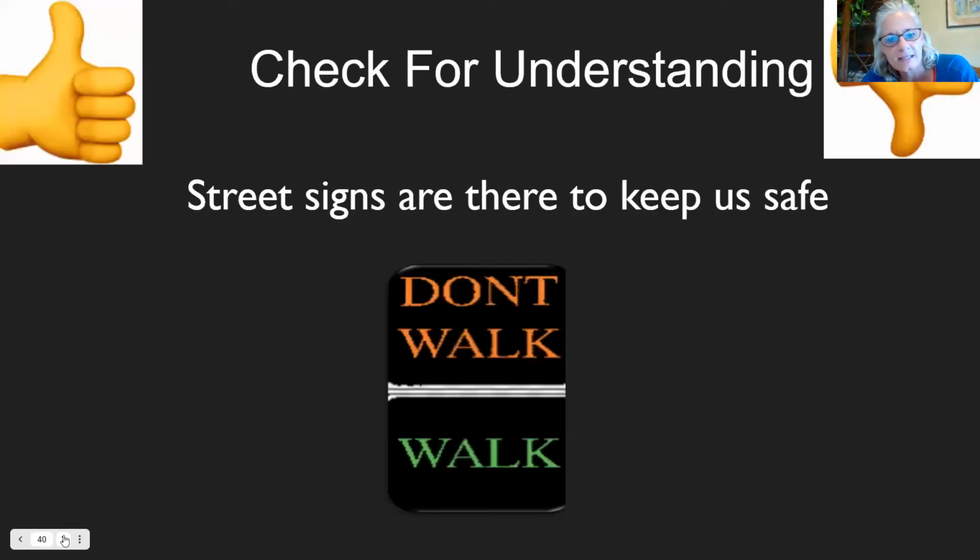Check for understanding. Either thumbs up, yes, or thumbs down, no. Street signs are there to keep us safe. Is that a thumbs up or a thumbs down? If you gave me a thumbs up, you would be correct. They are there to keep us safe, so pay attention to signs.